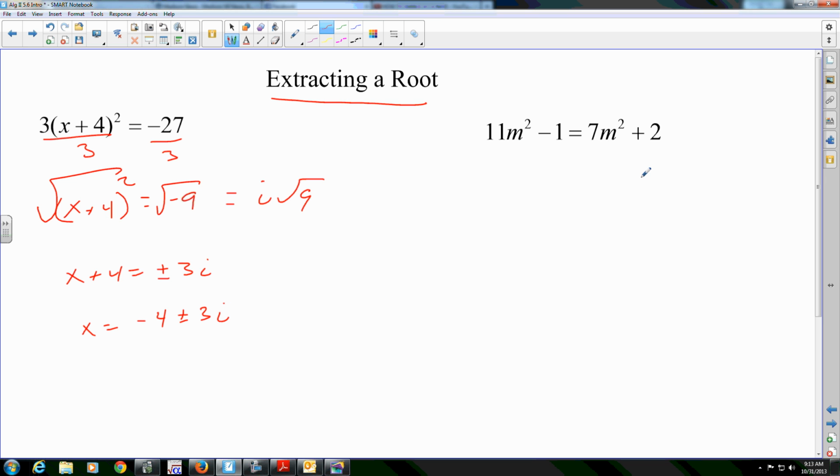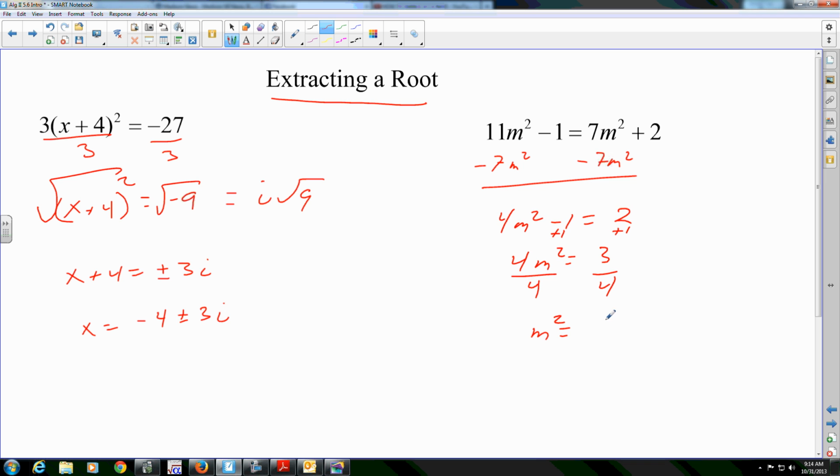Okay? One like this, when you've got stuff on both sides, I'm going to pull the 7m squared over. So I have 4m squared minus 1 is equal to 2. I'm going to bring the 1 over. 4m squared is equal to 3. I did that by adding it over. Okay. I have to divide by 4. m squared is equal to 3/4.